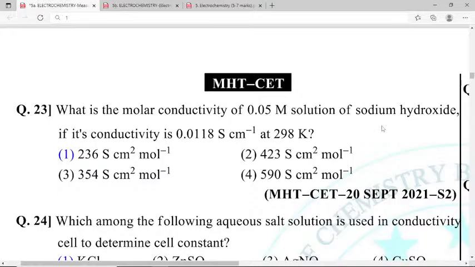What is the molar conductivity? Lambda is equal to question mark. Concentration given. Conductivity also given. So what is the formula? Molar conductivity is equal to 1000 K by C.